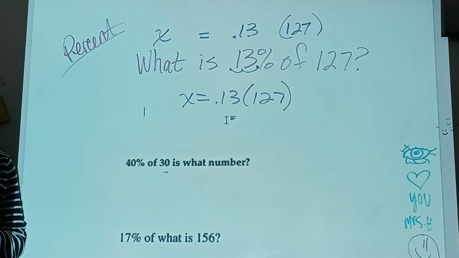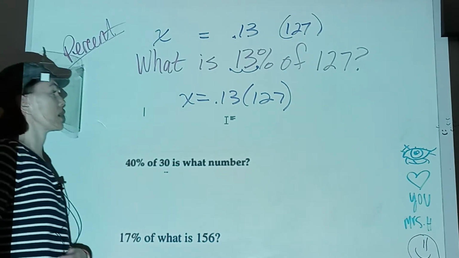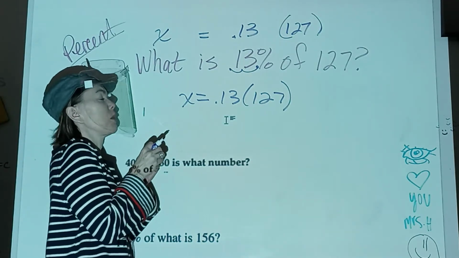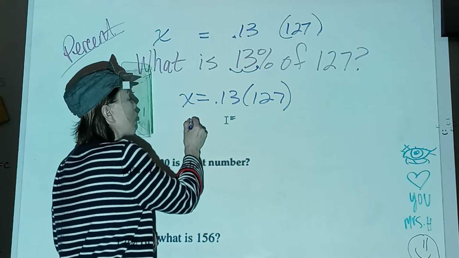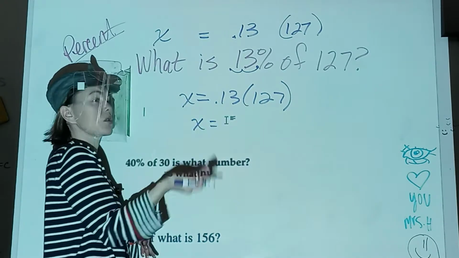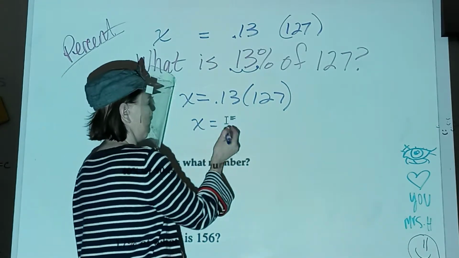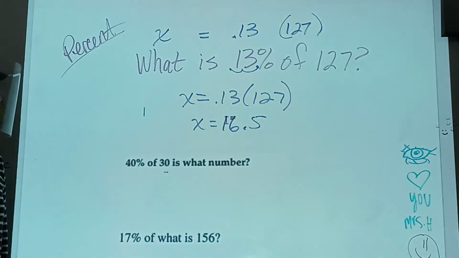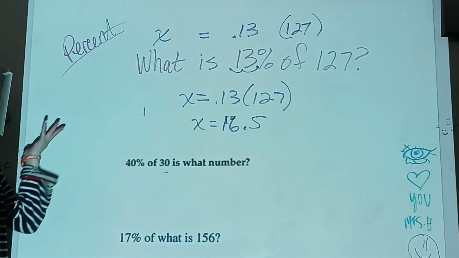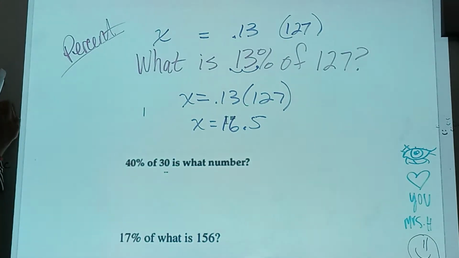So now this is where your calculator help comes into play for me, okay? I really need your help. So now, and be very careful because you have to hit decimal 13, okay? So 0.13 times 127 gives you what? 16.5. Perfect. Okay? That's it. Now let's do the next example.